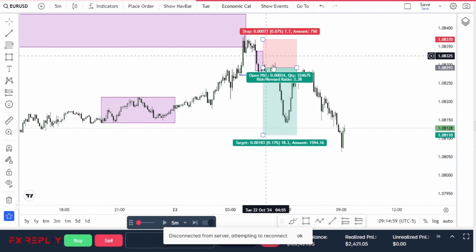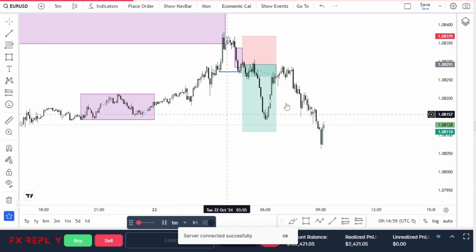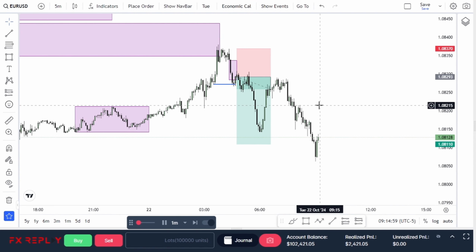We filled our entry here and hit our target. You can see how price respected our fair value gap and hit our draw on liquidity. Now we will look for a new setup on the next day.